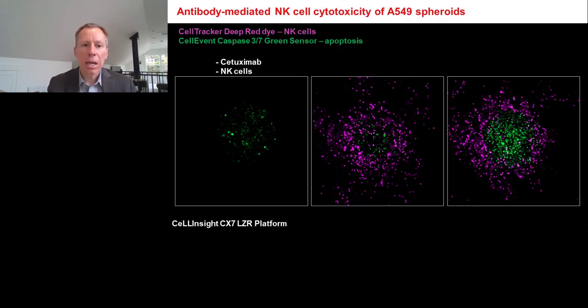And we can now add our natural killer cells to each of these spheroids, either in the absence of opsonizing antibody or in the presence of cetuximab, an anti-EGF receptor antibody.